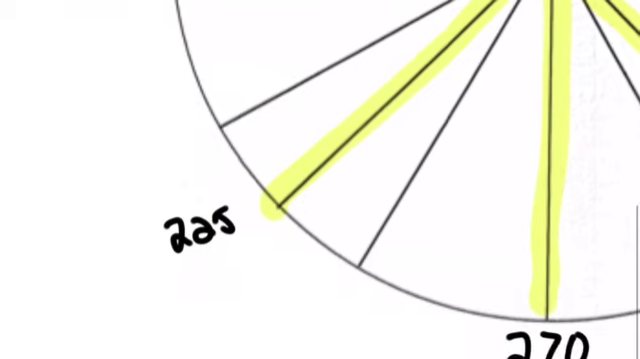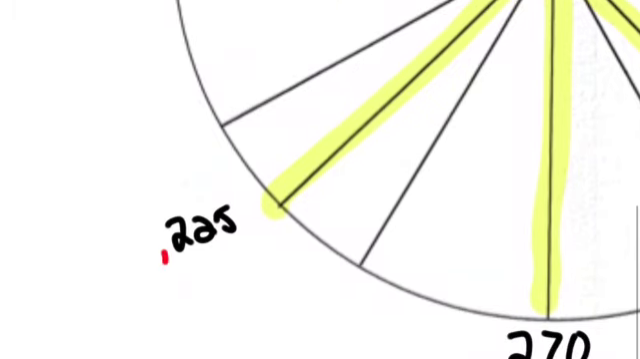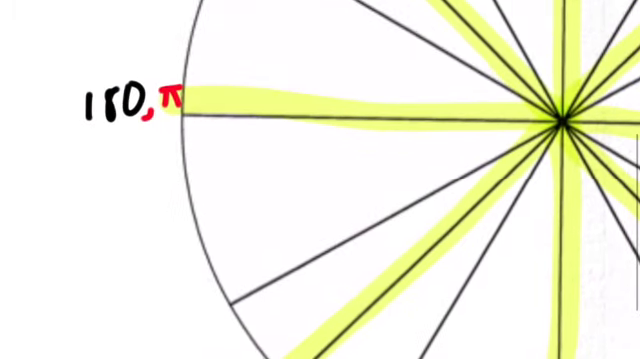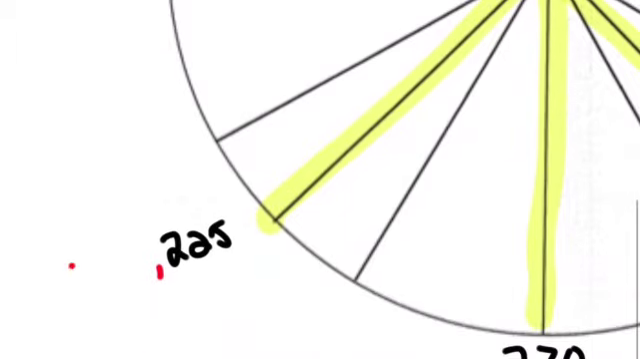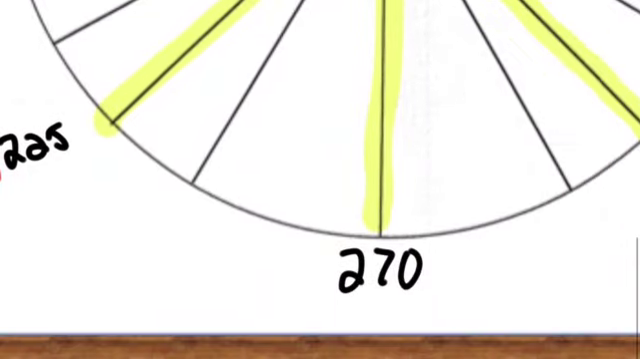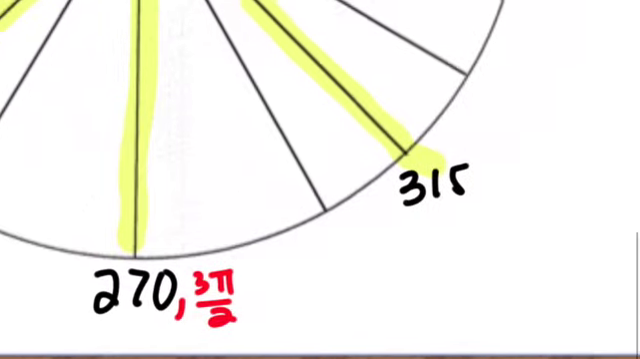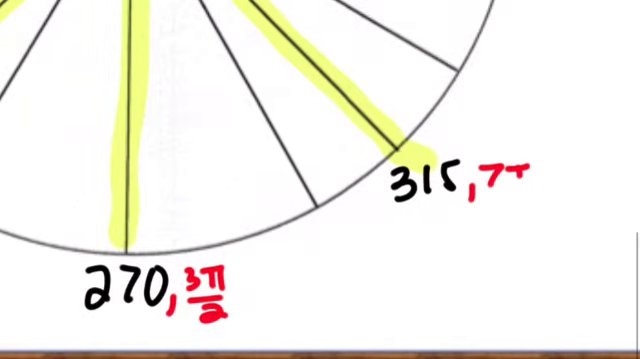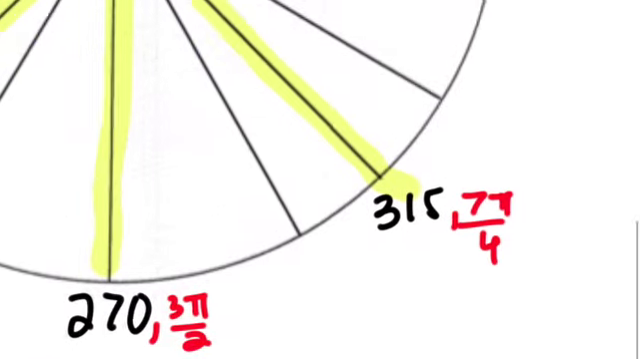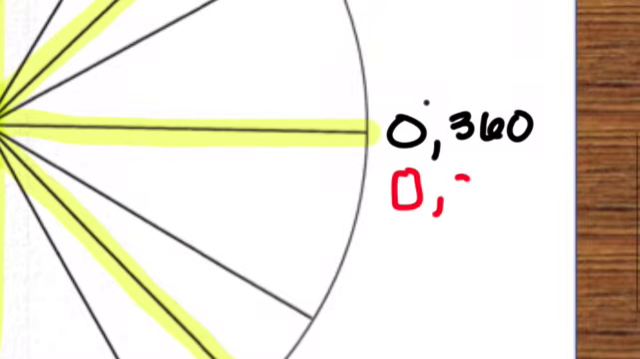Then we got this piece right here, well, that was 4 pi over 4, so this is 5 pi over 4. Then this next piece is going to be 6 pi over 4, which simplifies to 3 pi over 2. Then this is going to be 7 pi over 4. Then I've got 8 pi over 4, which is the exact same thing as 2 pi.